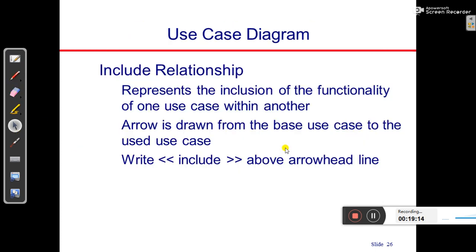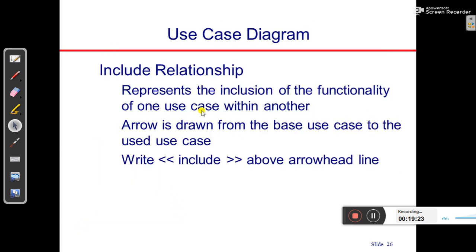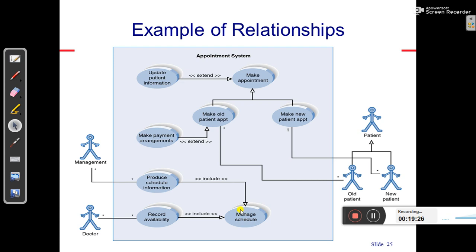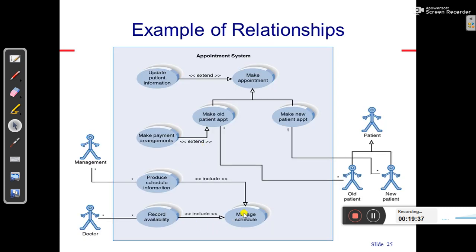Okay, so here it says inclusion of the functionality of these two use cases within another. So if we want to include some functionality from these use cases, an arrow is drawn from the base use case to the used use case. This is the used use case and this is the base use case. Base means the basic use case.